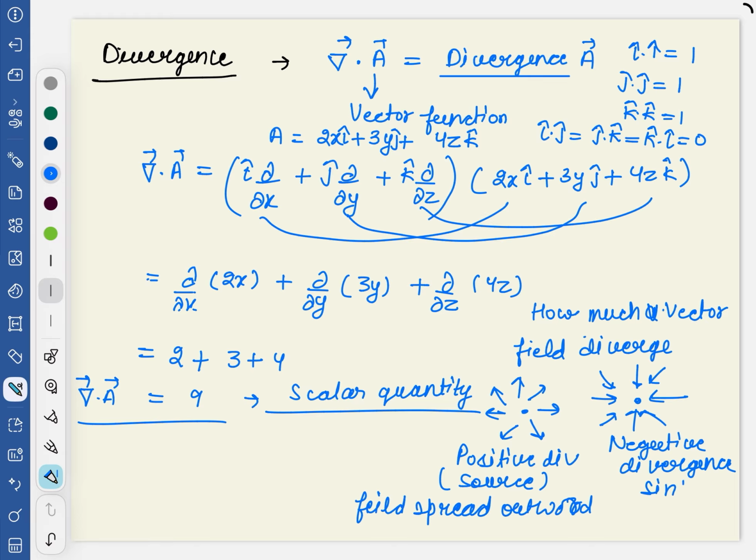and called it as sink. Here, field is converging inward. And if we have a divergence like this, where field is coming and going, means outward flow and inward flow are same. So we will call it as zero divergence.